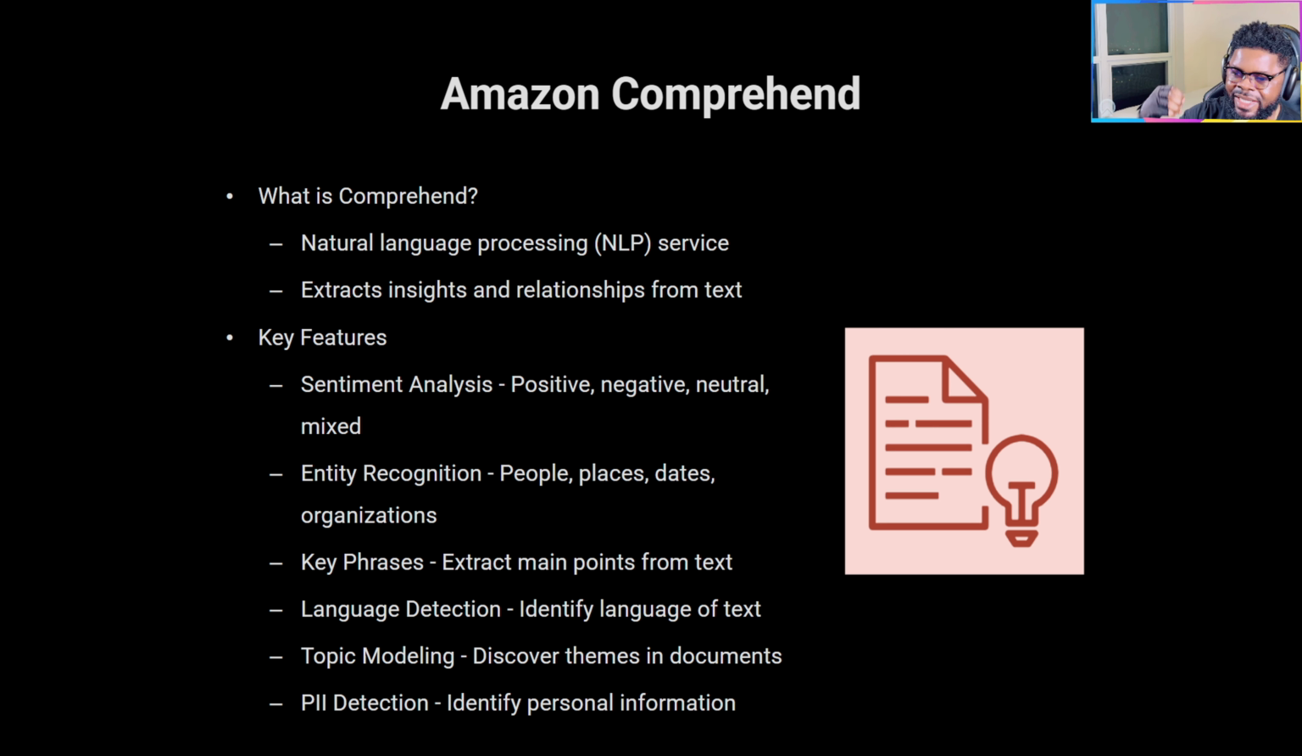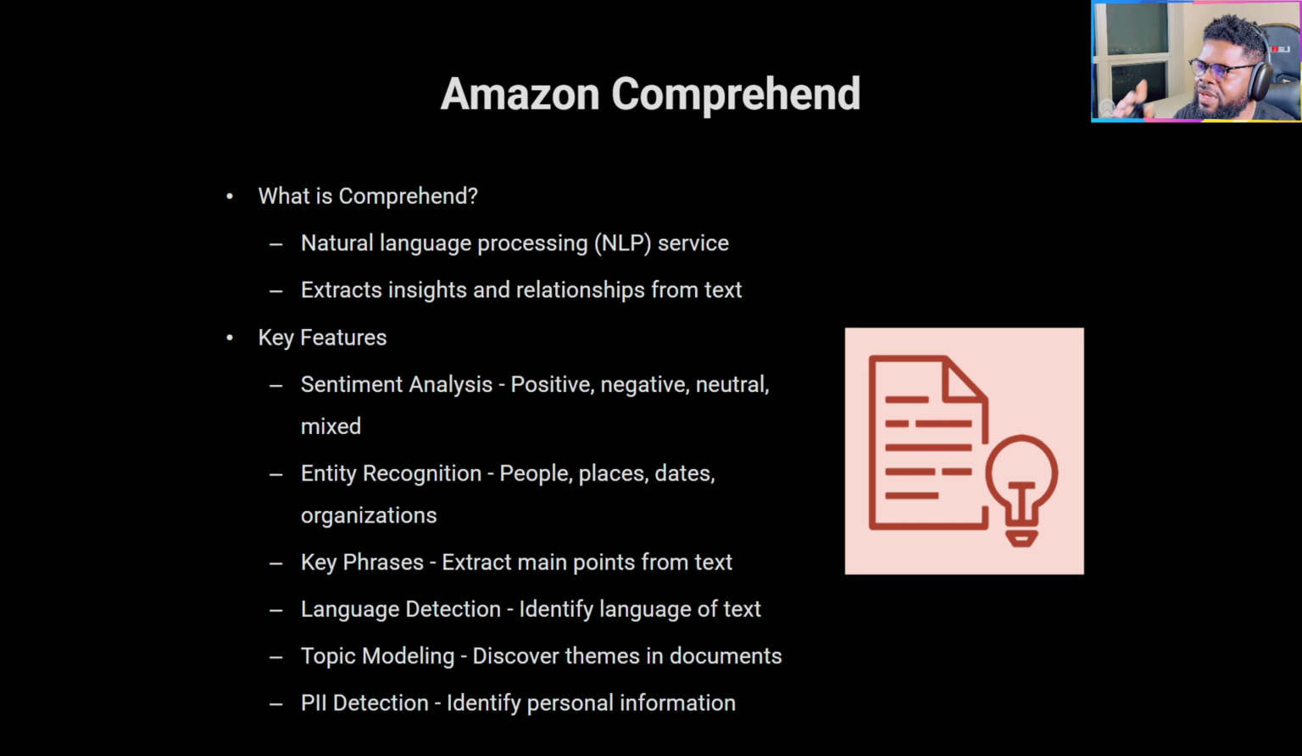But you can also do entity recognition: people, places, dates, organizations. You can gather all those things using Comprehend, right? You can do key phrases. You can do language detection to see which language the text was in. And then you can do topic modeling, so you can discover topics from a text. And then you can also do PII detection, so more or less identify when someone's name is actually in a particular text.